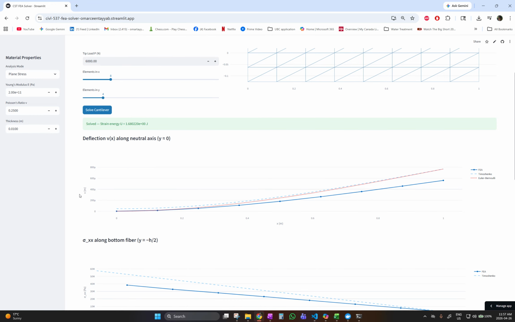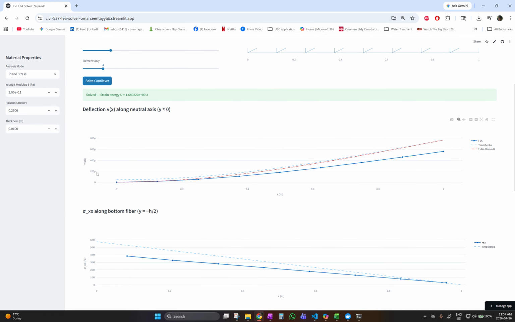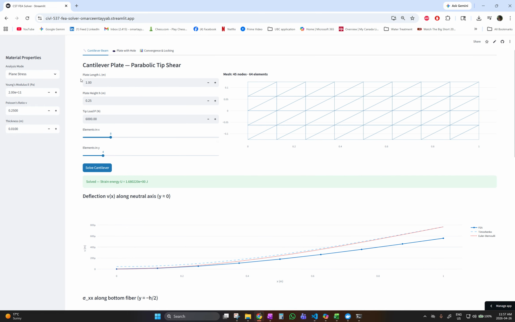First of all, it's working, which is fantastic, right? The FEA results on the deflection underestimate the value. They always do. This is due to shear locking, and the ratio also plays a big part in that.